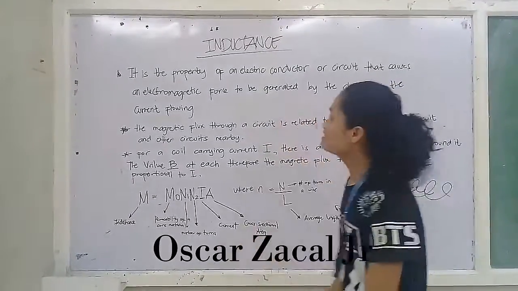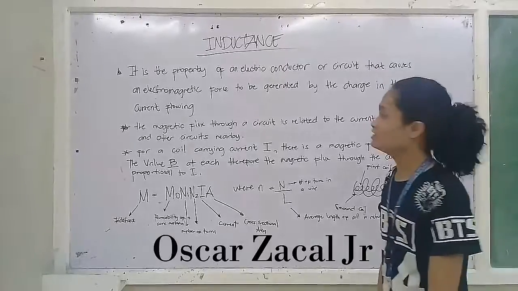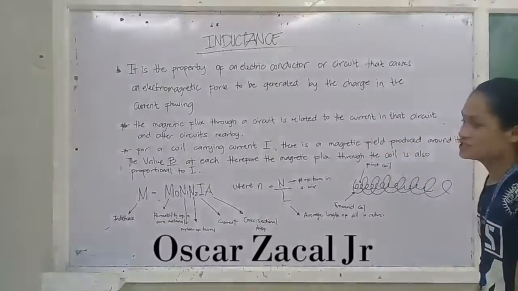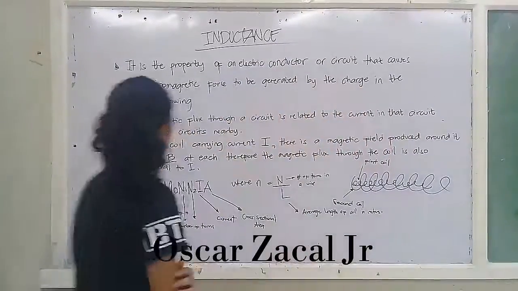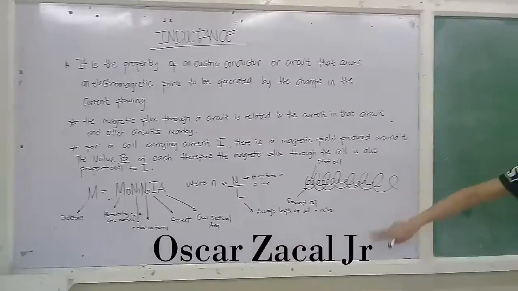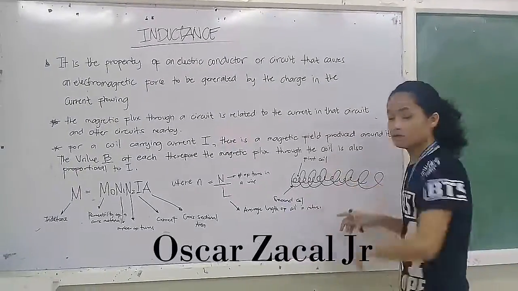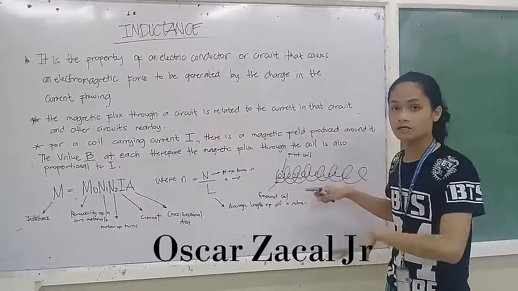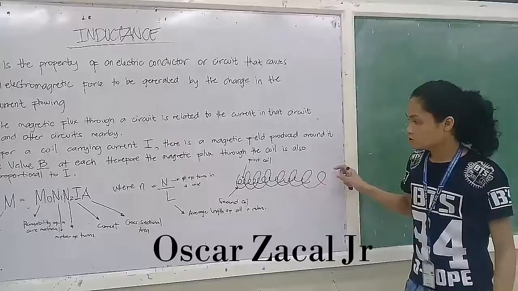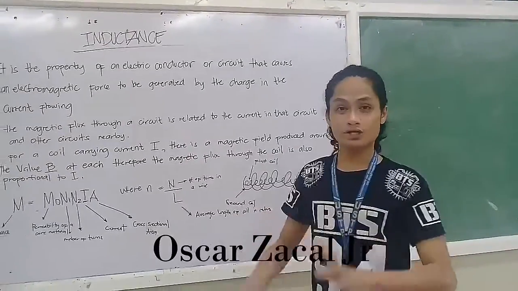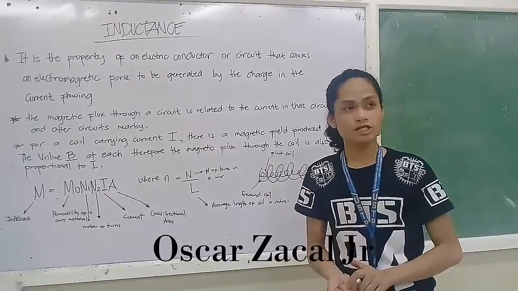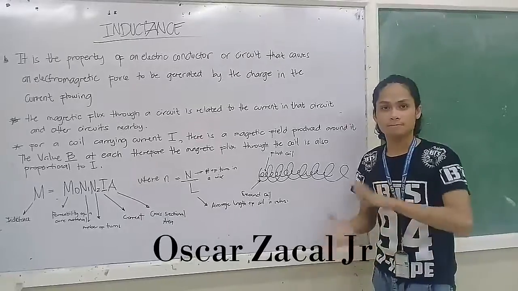Now, what is inductance? Inductance is the property of an electric conductor or circuit that causes an electromotive force to be generated by the change in the current flowing. For example, we have here two coils, a small coil inside a big coil. Both coils have a current passing through them. If those coils are merged together, there would be a voltage created in it.